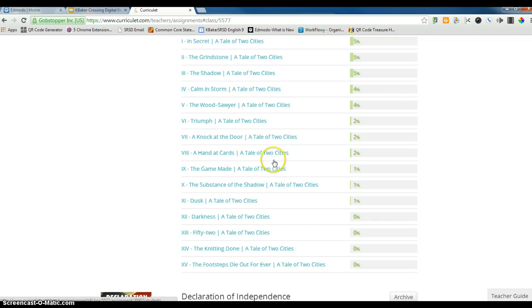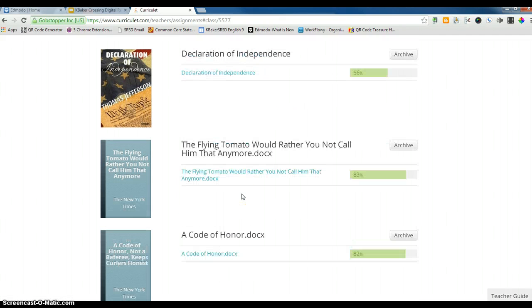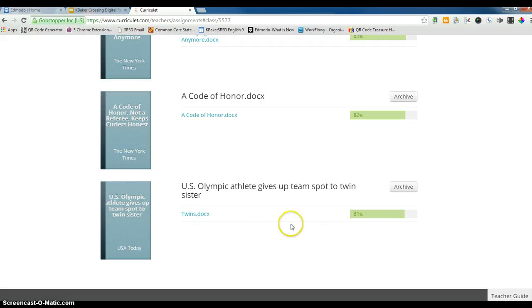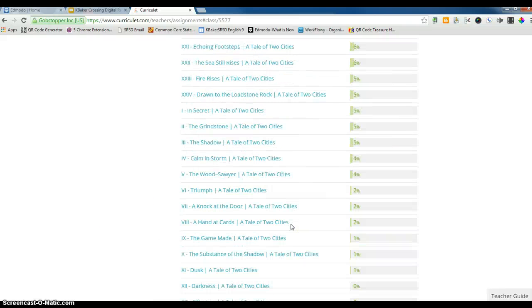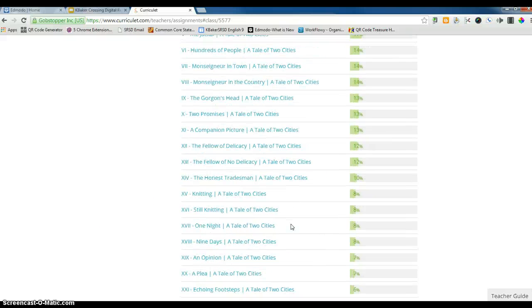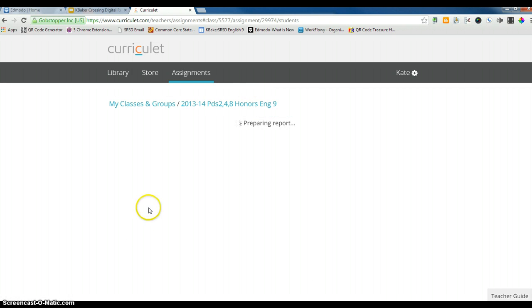You'll also take a look at historical documents, more content from the web. This is uploaded from a doc from New York Times and USA Today. And what's wonderful about Curriculet is that not only can I see the progress that my students are making, but I can also see a report of how they are aligning with Common Core standards.